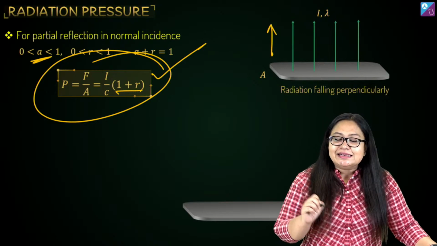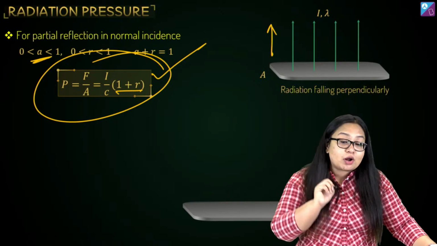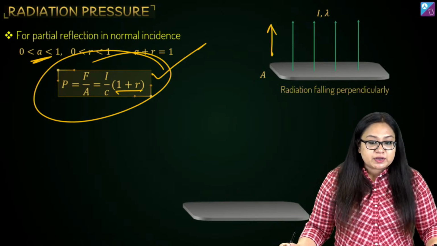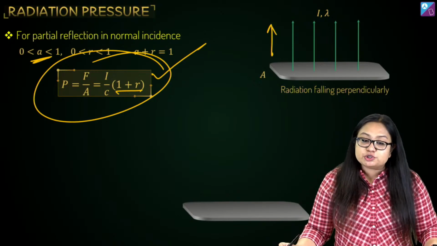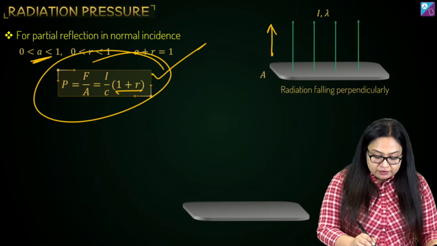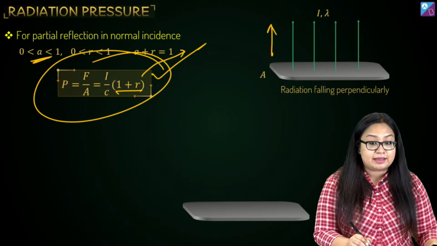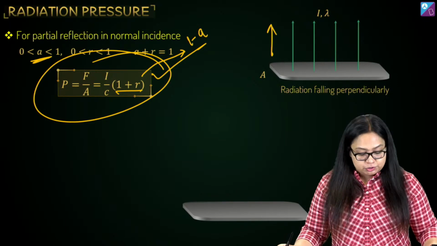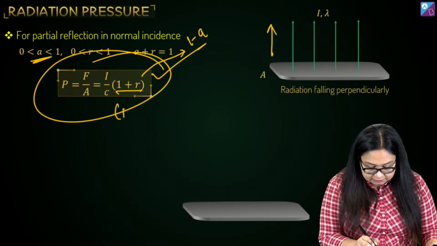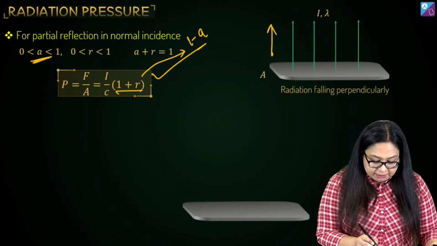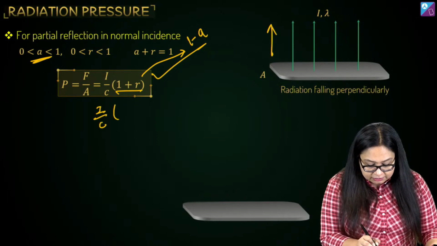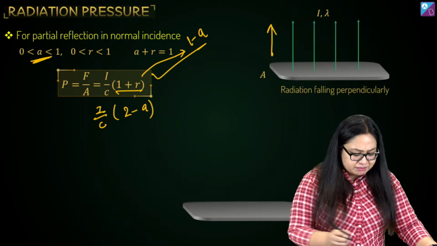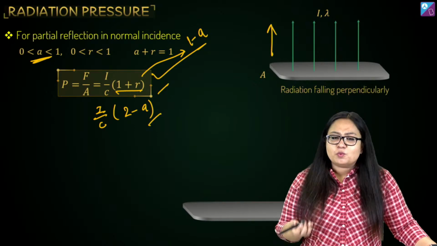Now, till now we have learned about normal incidence. Ayush says we can also find it in terms of A. Yes, Ayush, you can also find it in terms of A. So over here you will just substitute R is equal to 1 minus A. Okay, that's about it. So this will become 2 minus A. Inside the bracket you have I by C into 2 minus A. Right. You can remember either of them, whatever you want to.